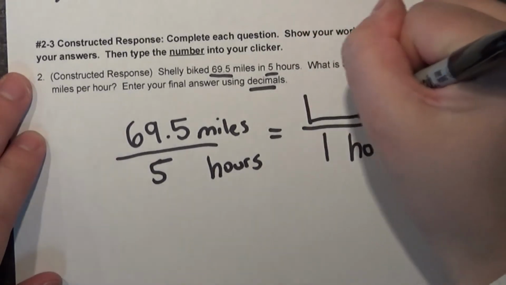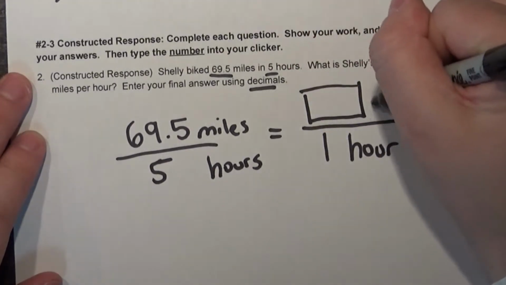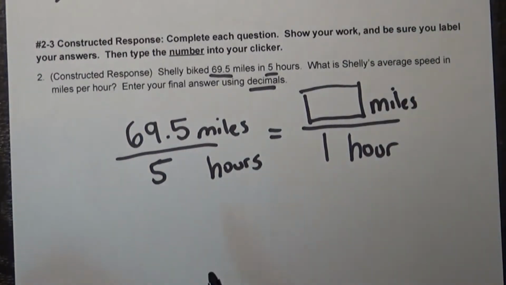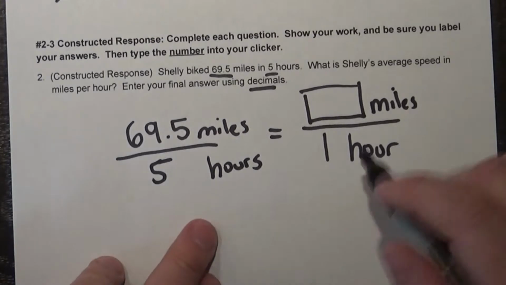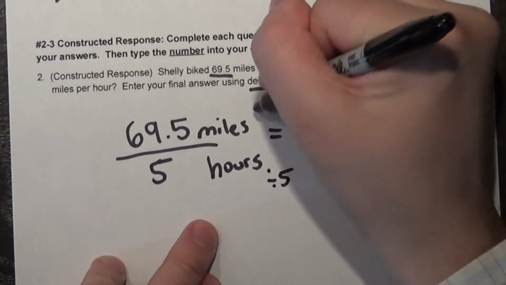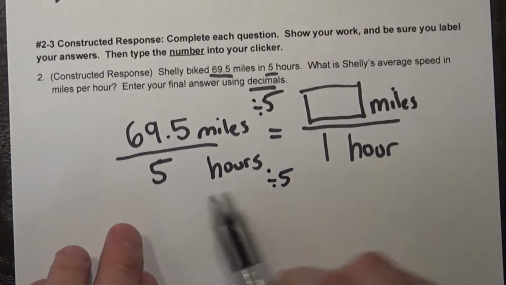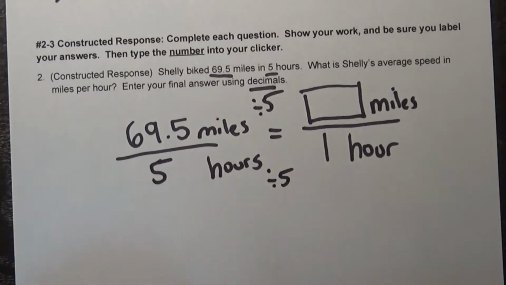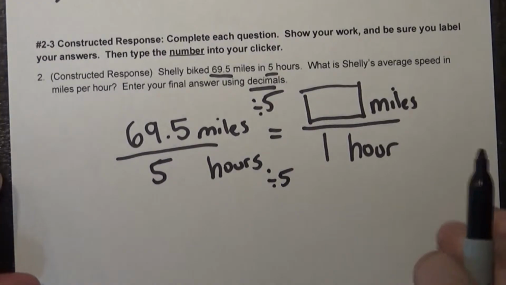Okay, so let me think about what I'm doing here. I'm really taking 5 divided by 5 to get to 1. That means whatever I do on the bottom, I do the top, because these are going to be equal. So I have 69 and 5/10 divided by 5. I don't know what that is off the top of my head, but I have the magic of math. So I'll take 69 and 5/10 divided by 5.